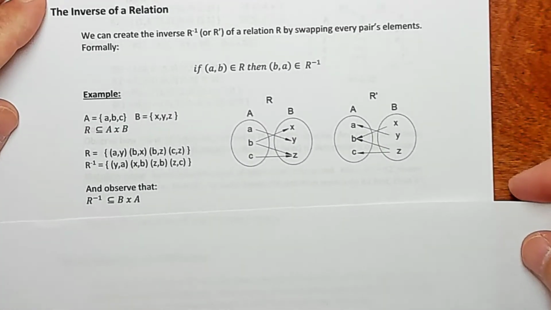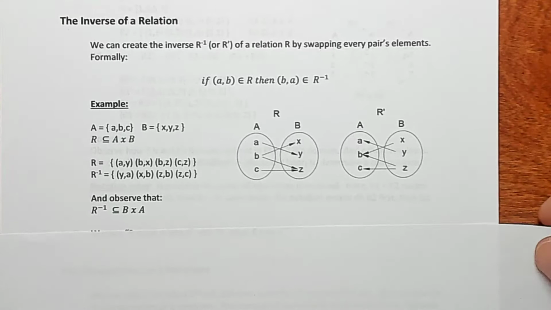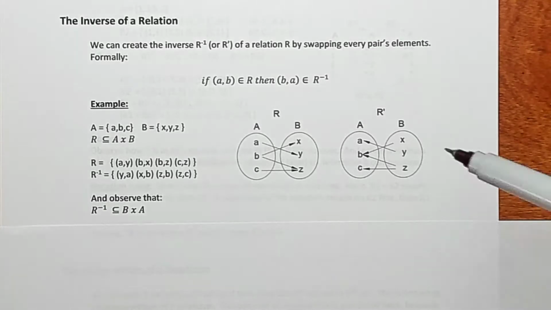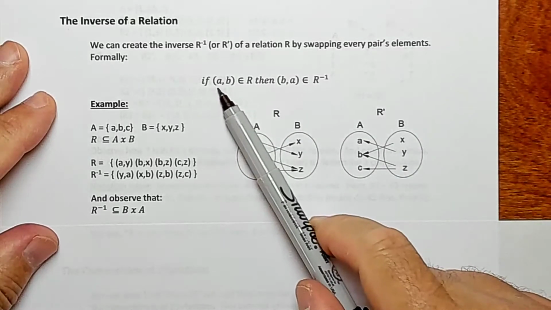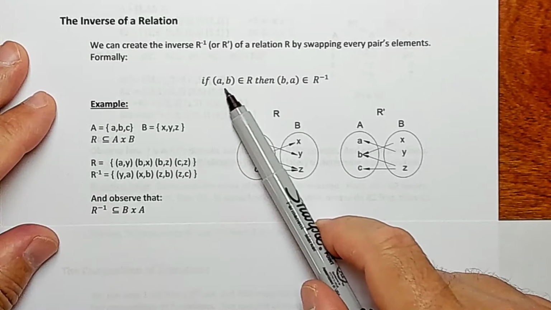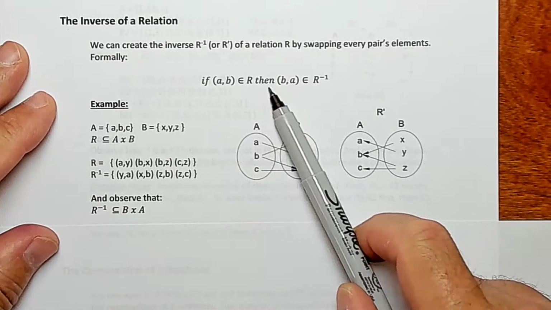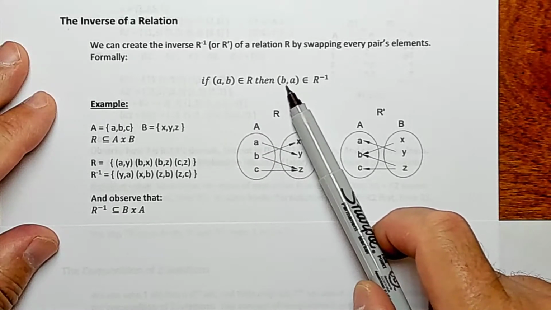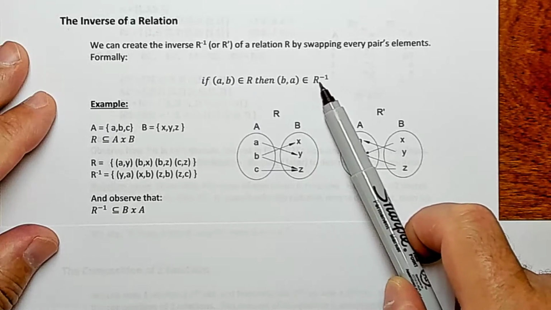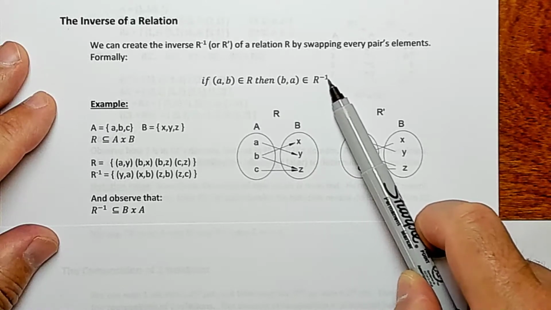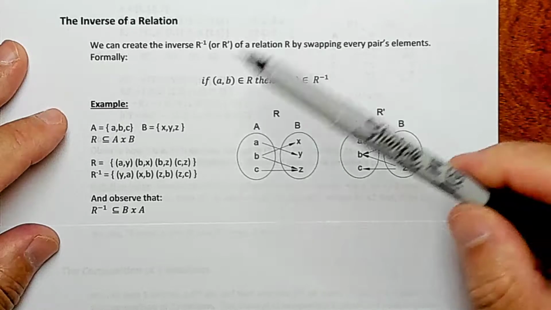So we have something called the inverse of a relation, and basically we can just swap all the pairs and get the inverse. So that's about it. The inverse is defined such that if you have a pair AB in some relation, then the pair BA will be in the inverse relation, and we use R to the minus 1 for the notation for inverse.